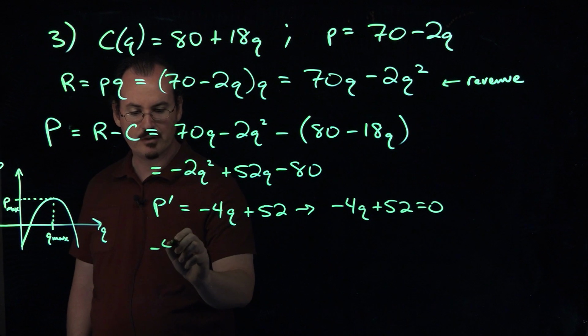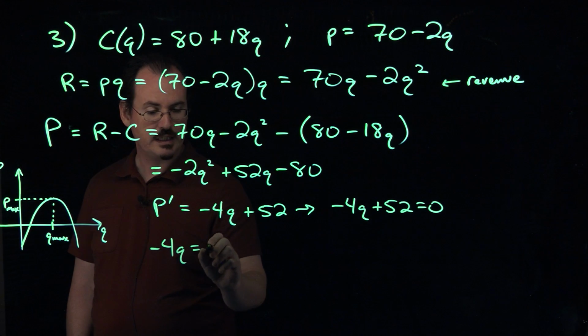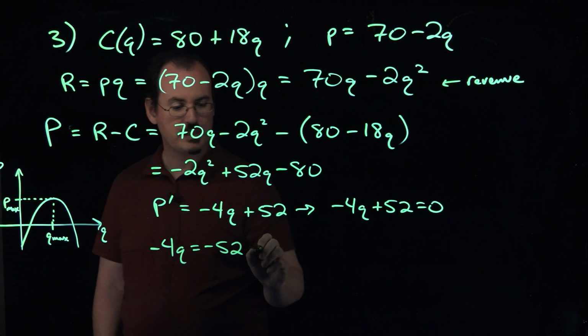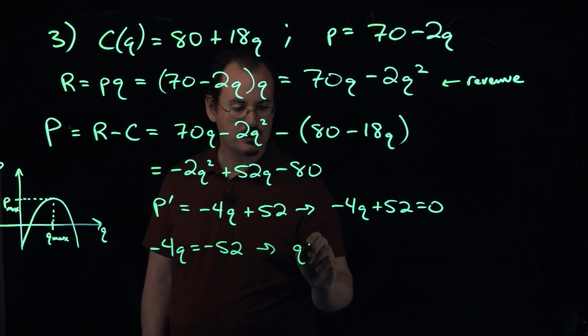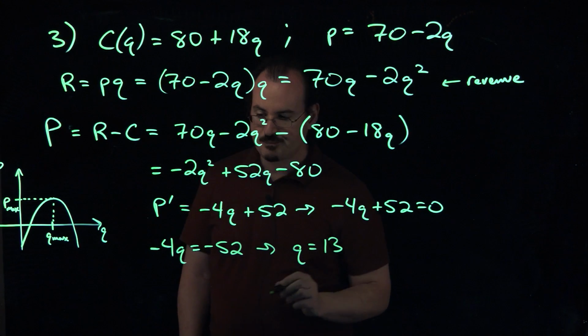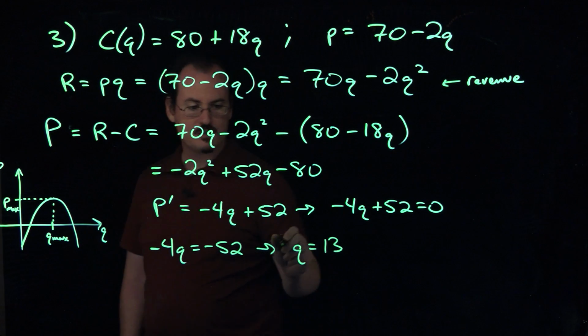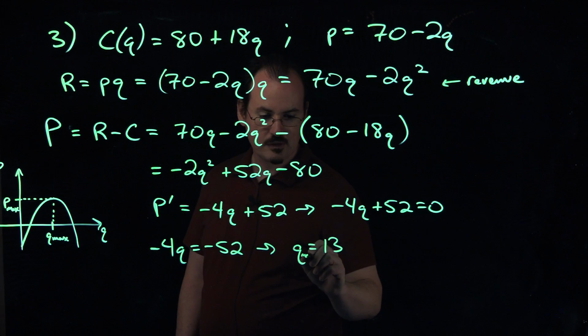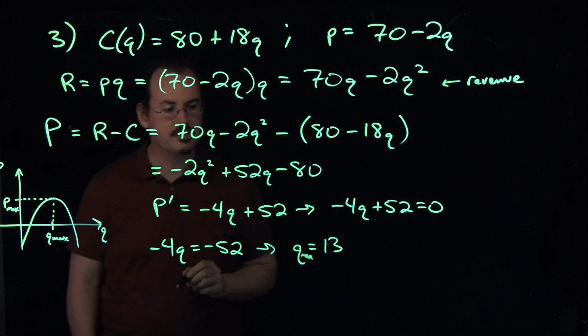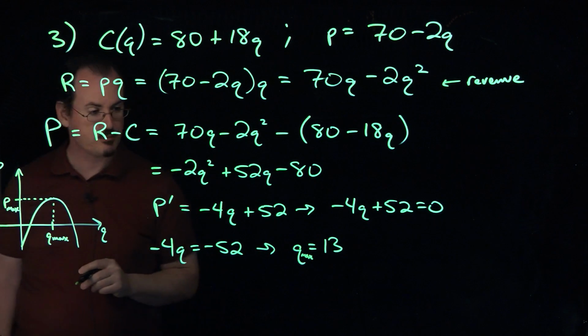Solving that, we get negative 4q is equal to negative 52. Divide both sides by negative 4. Q is equal to 13. So that is actually the Q max value. That's how many we would have to sell in order to maximize profit.